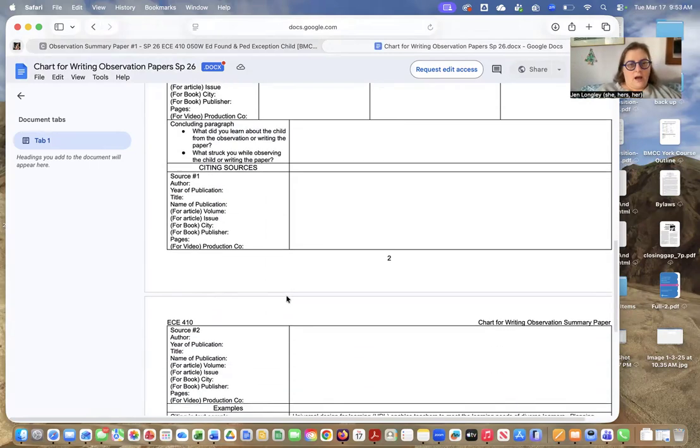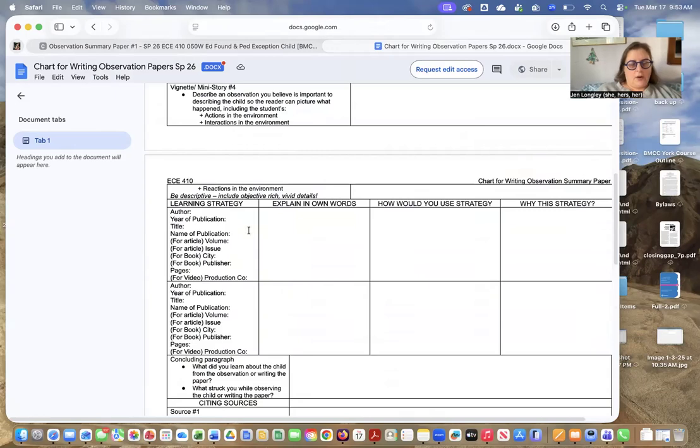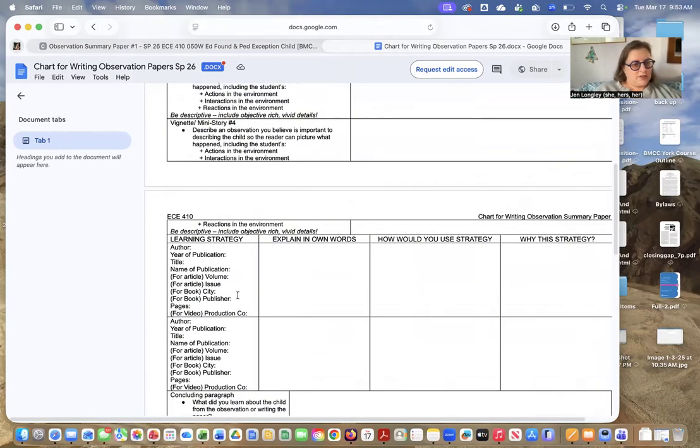that is on Brightspace. And so you can use this, and I will make a change to this as well.